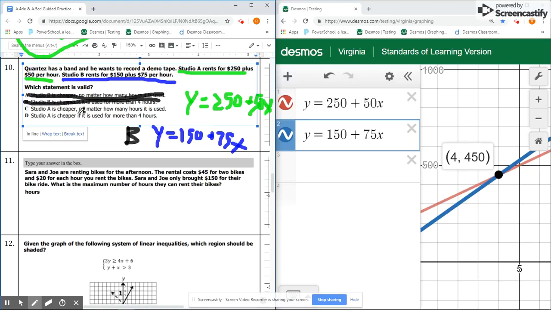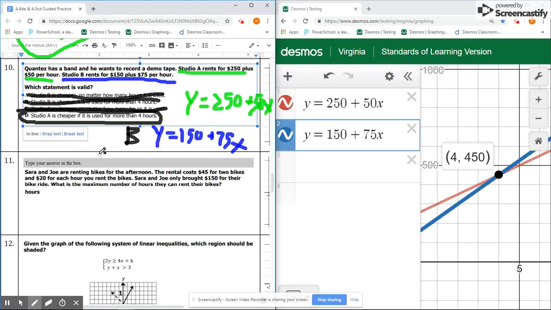C, Studio A is cheaper no matter how many hours it's used. So Studio A is our red line here. Studio A is only cheaper if it is more than 4 hours. So it's not true. And last one, D, Studio A is cheaper if it's used for more than 4 hours. That is true. The red line becomes less expensive after we reach x equals 4 hours. So that's going to be D.